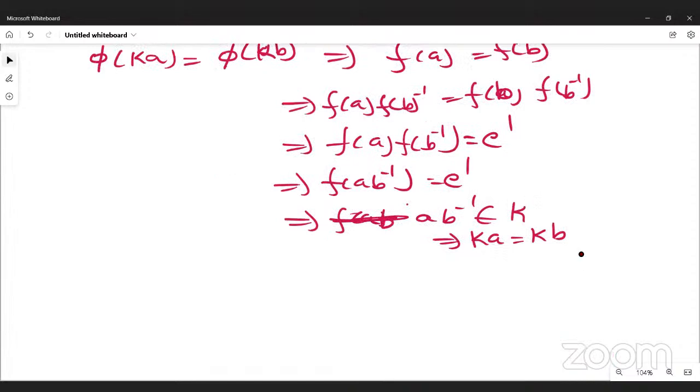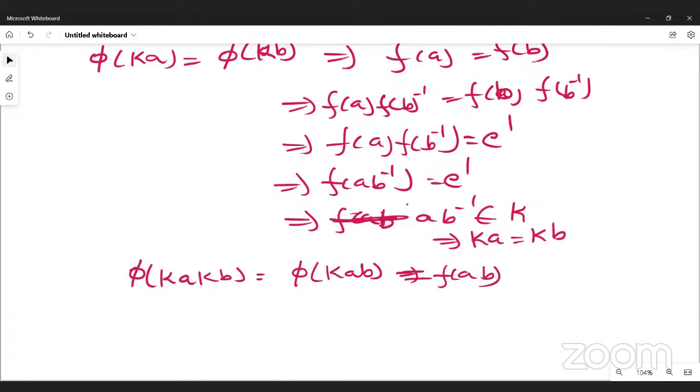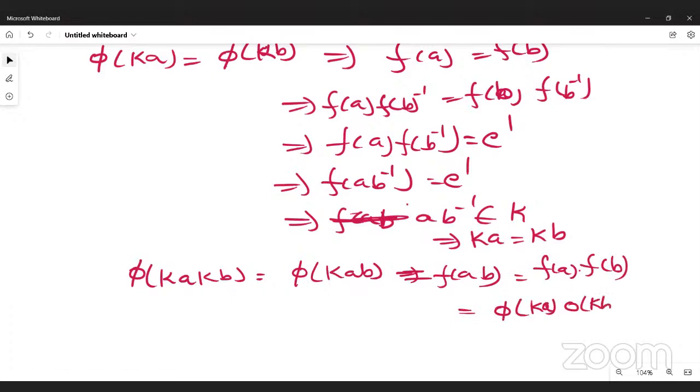Similarly, phi is onto, and phi is a homomorphism, since phi of Ka into Kb is phi of Kab, which is f of AB, which is f of A into f of B, which is phi of Ka into phi of Kb. So phi is a homomorphism. Hence phi is a 1, 1 onto homomorphism. Hence it is an isomorphism.